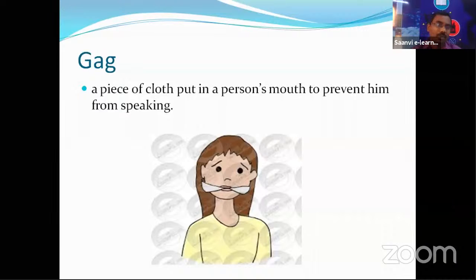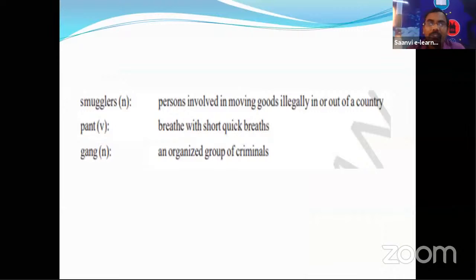Okay, very good. And the next word, smugglers. You might have heard this word many times. Smugglers are persons involved in moving goods illegally, not in a legal manner, in or out of a country. So they are called smugglers. Smugglers are a kind of thieves, isn't it? Criminals. They are a kind of criminals.